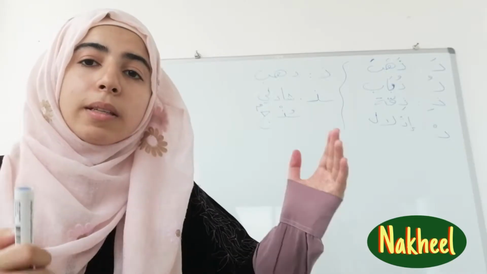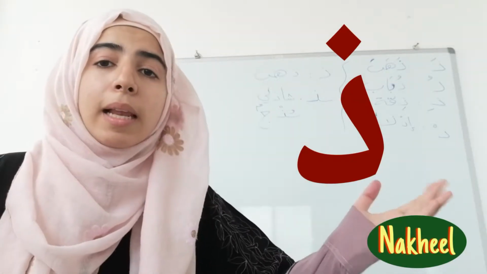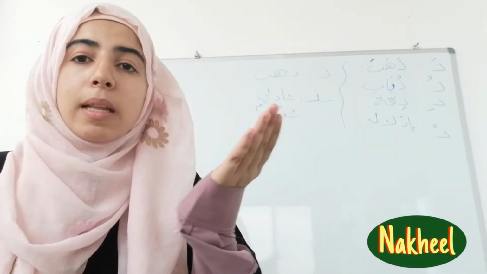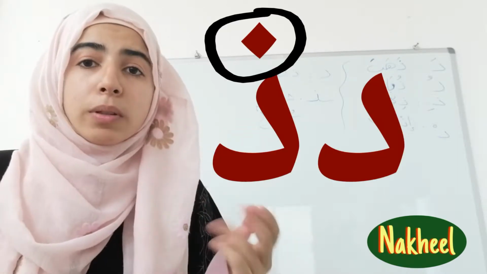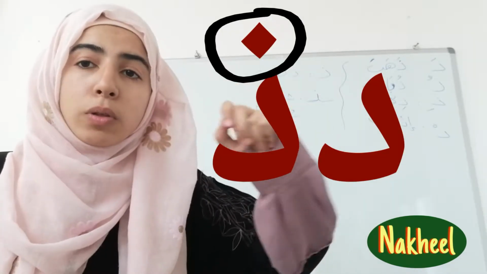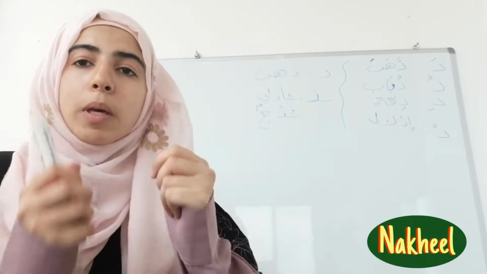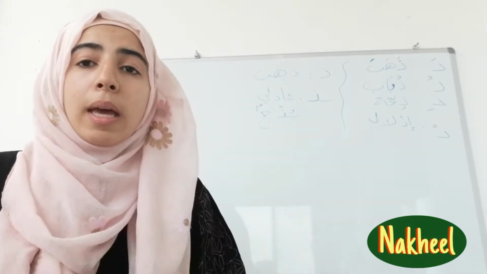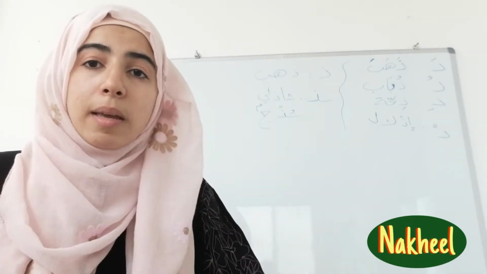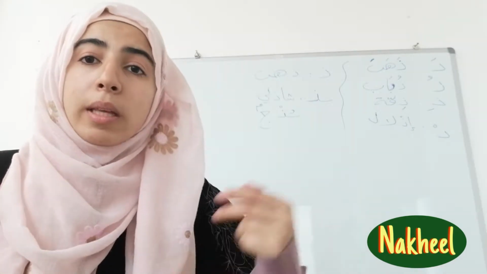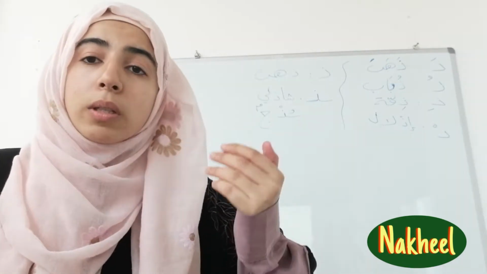The next letter is the letter ذال, and ذال is exactly the same as the letter dal, but with a dot above it. So it has the same rules, the same way of writing, and it is pronounced exactly the same as the T and the H in the English language in the word "the."